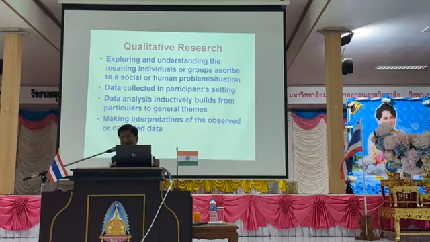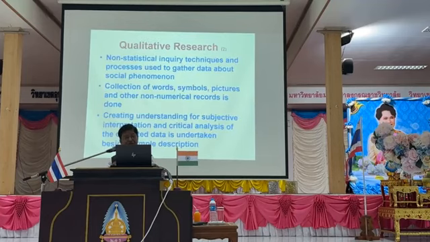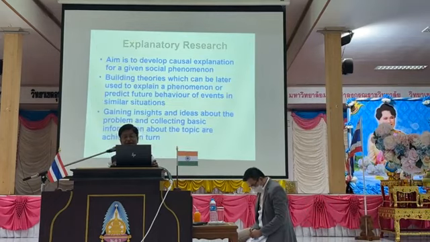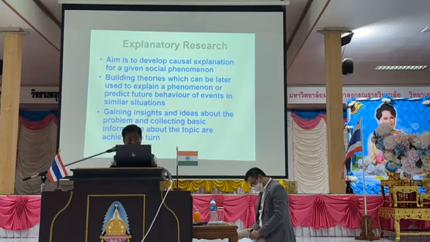Then qualitative research. It is mainly based upon our canonical and non-canonical literature. Through this qualitative research, we can explore and understand how many individuals or groups are described. Data is collected in the participants' setting. Data analysis inductively builds from particulars to general themes, making interpretations of the observed or collected data. So these are some of the qualitative research where numbers are not variables. So these are some of the things which I would discuss, but because of the time, I have to wind up.